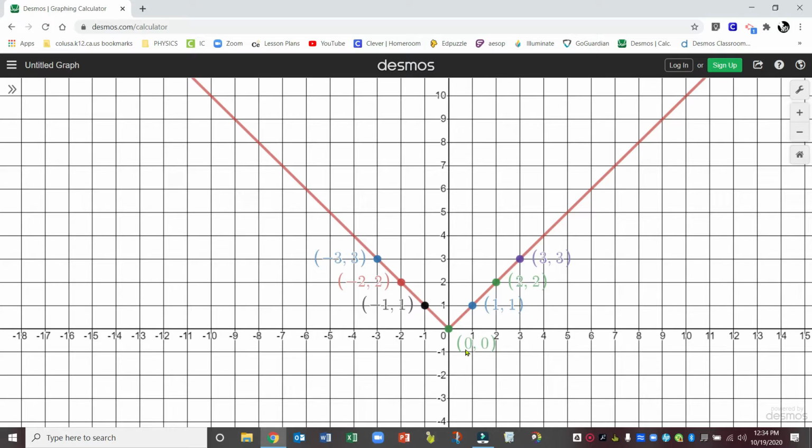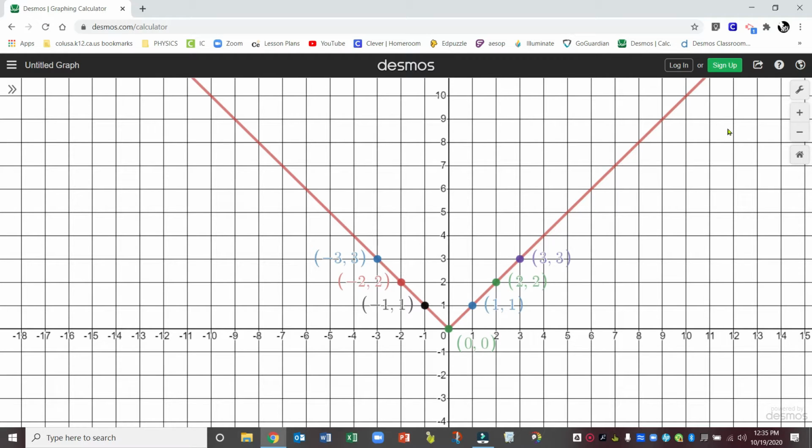So we can see that the point 0, 0 is on this graph. The point 1, 1 is on this graph. So is 2, 2, 3, 3, negative 1, 1, and so on. So the x values of those points, 0, 1, 2, 3, and negative 1, negative 2, and negative 3, those are all a part of the domain. But is there any number on the x-axis that would not be a part of the domain?